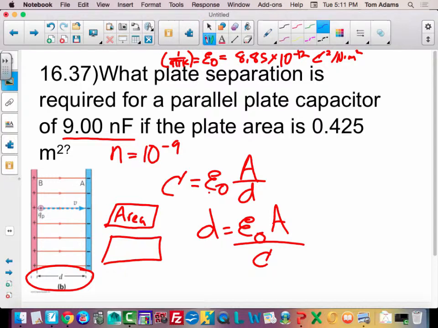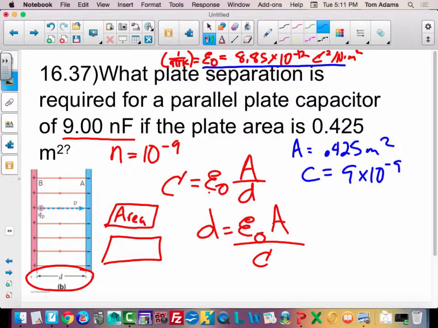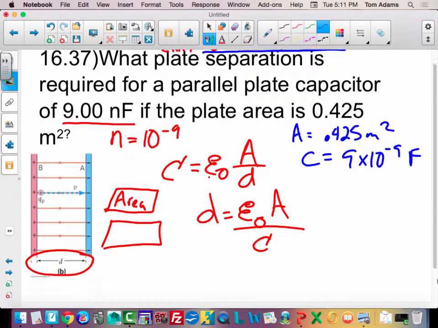So what's A? Well, A is the area. It's in meters cubed, right? So that's right. A is equal to 4.25 meters cubed. That's good. Proper units. Epsilon we have right here. And then capacitance is really 9 times 10 to the negative 9 Farad. Okay.